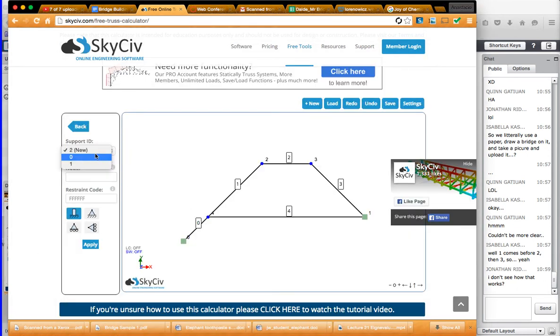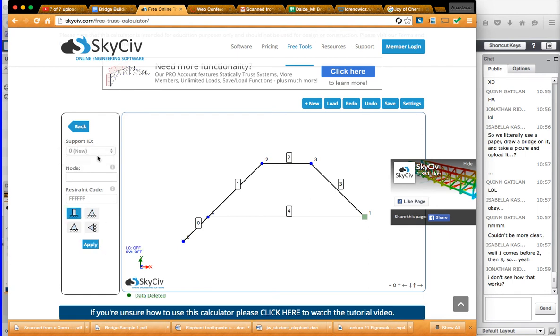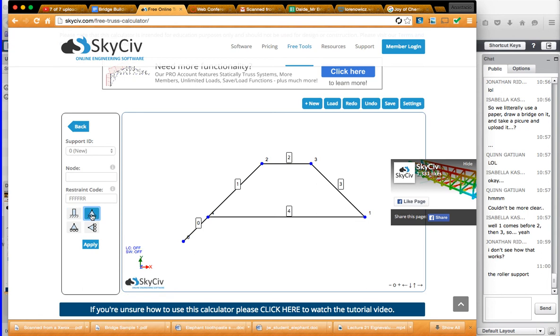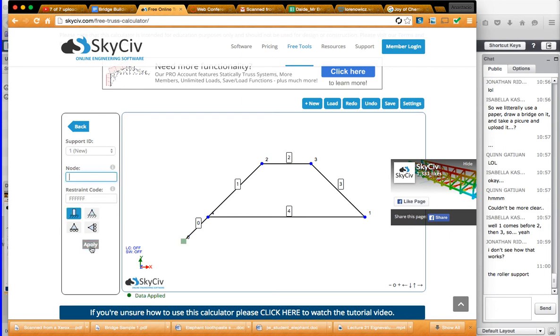Jonathan, were you confused about what I just did? I can do it again. What I did was I went into supports. On the bottom left-hand side, I want a hinge support, so it would be that triangle with a little dot on top of it. And I want that at node 0. Apply. For the next support, I would like a roller support, and I want that at node 1. I'm going to apply. And that's it. That's all you got to do.